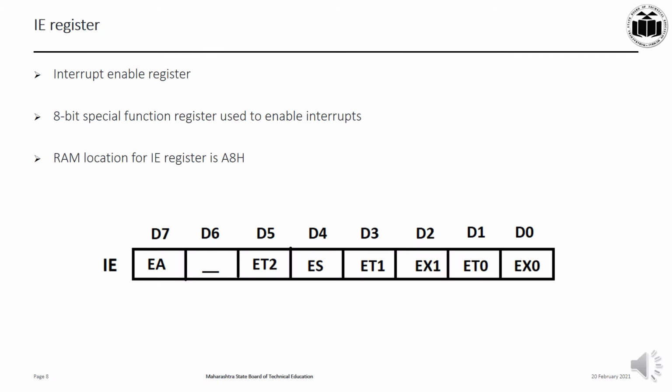Upon reset, all interrupts are disabled in microcontroller 8051. The interrupts must be enabled by software in order for the microcontroller to respond to them. There is a register called IE, that is interrupt enable, which is responsible for enabling or disabling the interrupt. Figure shows the IE register, and note that IE register is a bit addressable register. It is an 8-bit special function register used to enable the interrupts. The RAM location for IE register is A8H.